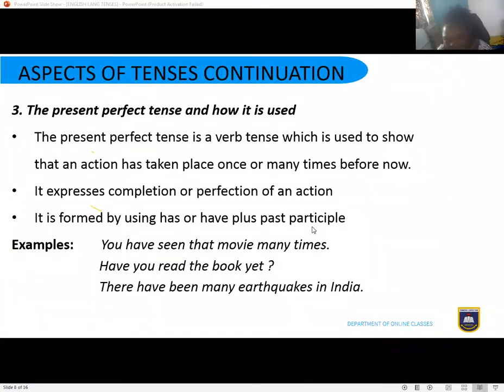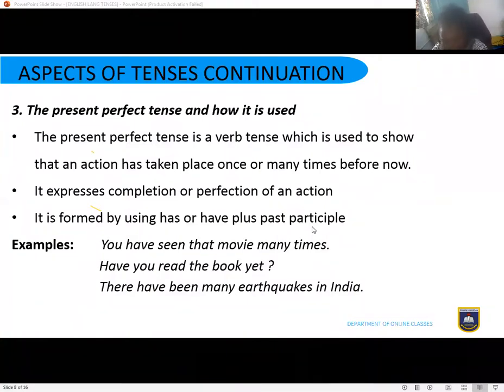Now, the present perfect tense is the third aspect that we'll look at under the present tense, which is one of the aspects of what? Tenses. So the present perfect tense is the third aspect that we'll be looking at under the present tense. Now, what is the present perfect tense?